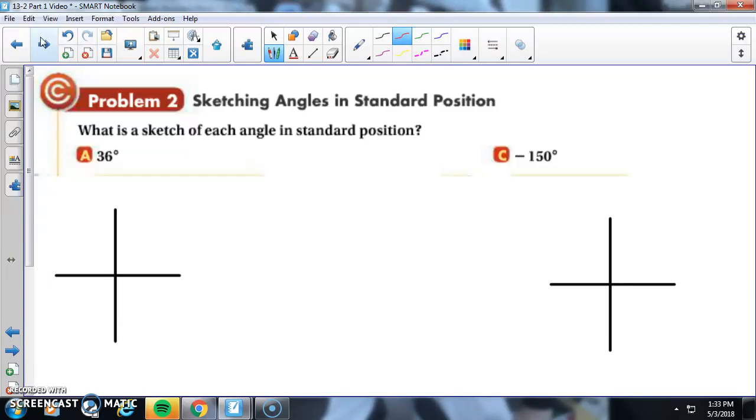Sketching angles in standard position. If we have a 30-degree angle, I'm going to start at my positive x-axis, and 30 degrees is not over 90 degrees, so I know that it's in quadrant 1, and it's a little bit less than halfway, so my terminal side, and I will draw the arrow showing where my angle is. Negative 150 means I'm starting at my initial side and going down, or clockwise. And 150 is greater than 90 degrees, but not more than 180, so I'm going to be in my third quadrant. You should draw the arrow showing where your angle is going.